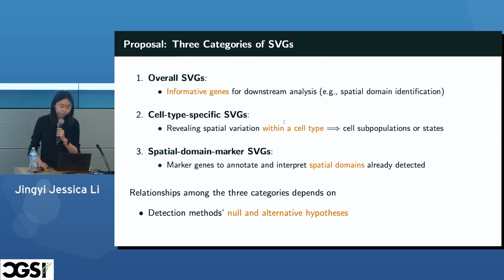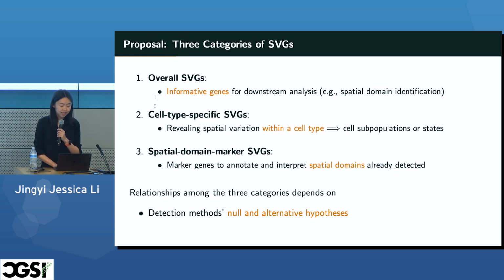categories of SVGs. The overall SVGs are what I said in the beginning, the informative genes for downstream analysis. So you don't want to specify what they mean, but you just want to look for, say, 10% of all genes, like 2,000 out of 20,000, the genes that might be interesting and worth investigating. So therefore, the overall SVGs is the broadest category.